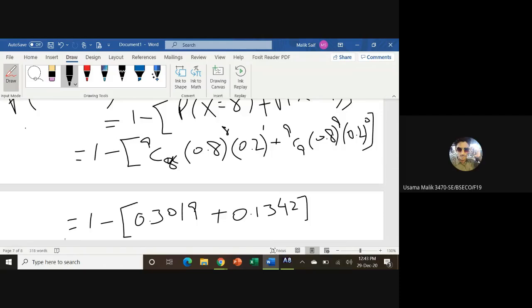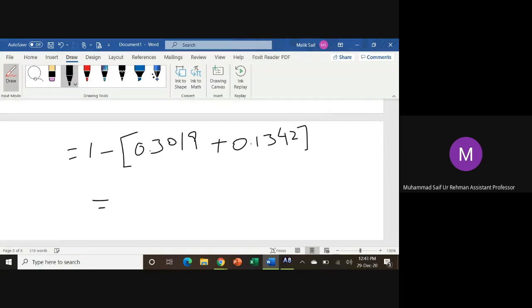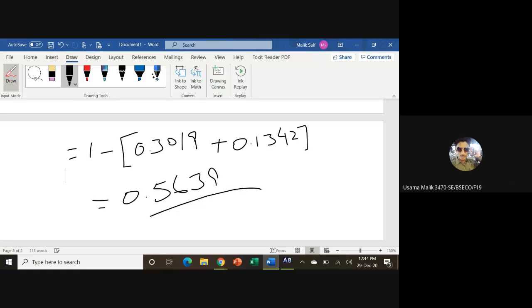Sir, this is coming out negative. No, it will be positive, not negative. Sir, it is the same answer that I told you. Which answer? 0.5639. Sir, if we do not do the 1 minus, then this is the answer. If we do 1 minus, then the answer goes negative. No, probabilities are never negative. Probabilities are never negative. Remember it. You are wrong. The answer will be positive. Fine.